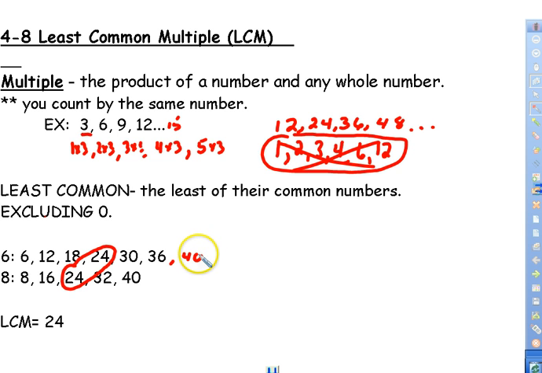Oops, I'm sorry. 42. And then the next one would be 48. This one would be 48. So the common numbers would be 24, 48, and so on.